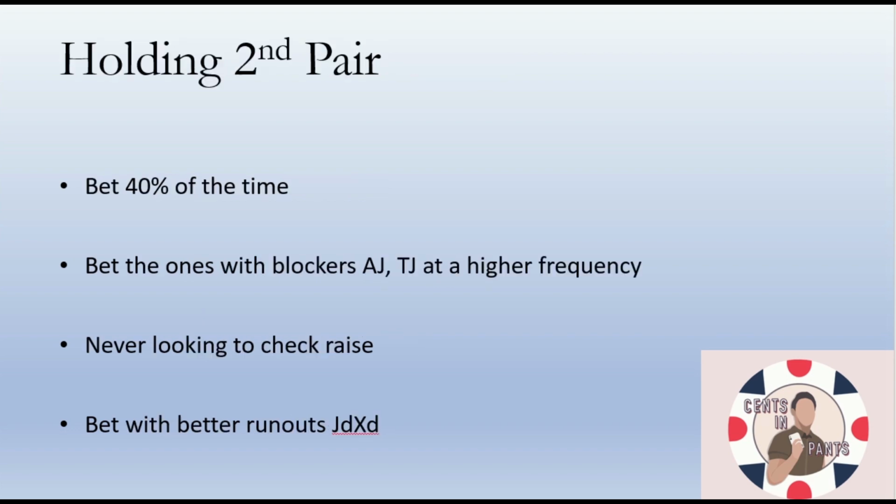The second thing I want to talk about is what to do when we are holding second pair, so basically holding Jack X. I think it's a tricky spot because our hand has some value, but at the same time, most players are not comfortable putting a lot of money in with second pair. But overall, I can tell you that Jack X should be betting 40% of the time. And we differentiate which Jack X hands bet and check based on our blockers. So we should be betting the ones with good blockers like Ace Jack or 10 Jack at a higher frequency. This is because holding the Ace or the 10 blocks him having Ace Queen and Queen 10.